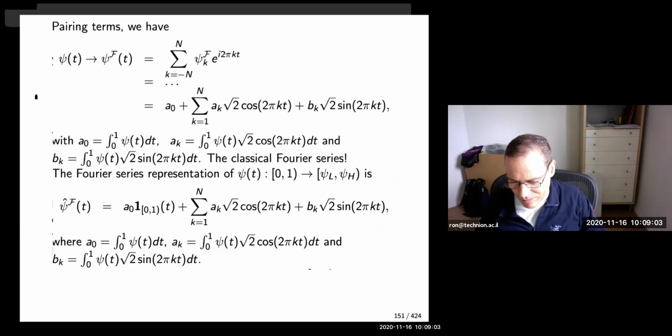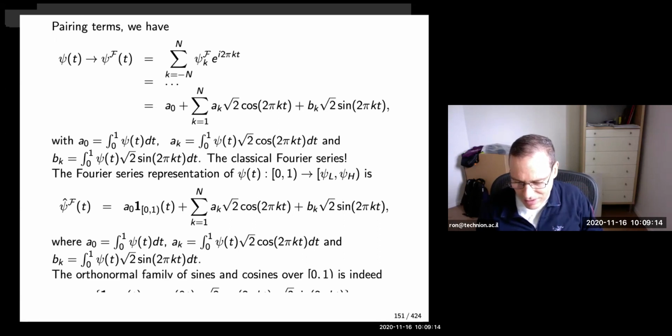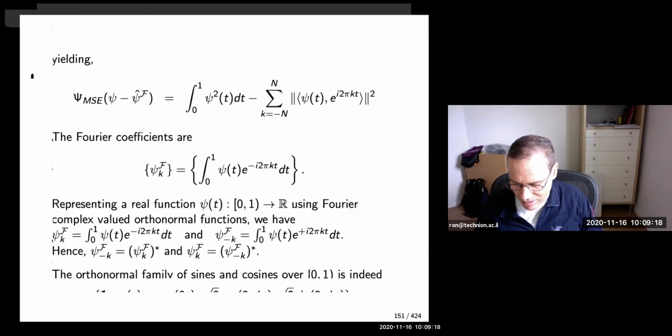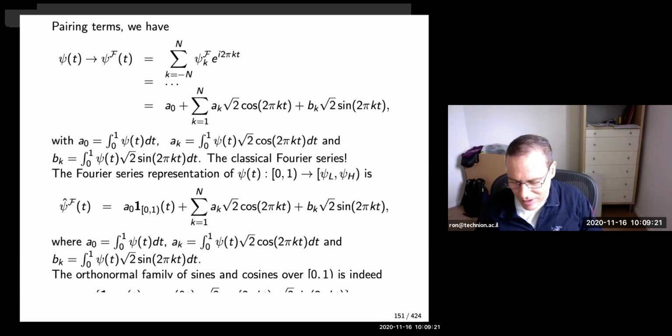But this is true for real functions, and this is a property that we can use for real numbers. Now, if we rearrange terms again, then we can write my approximation with my coefficients. And at the end of the day, if we roll things out, it appears that for real functions, each and every psi of t belongs to R, so it is a mapping into R.